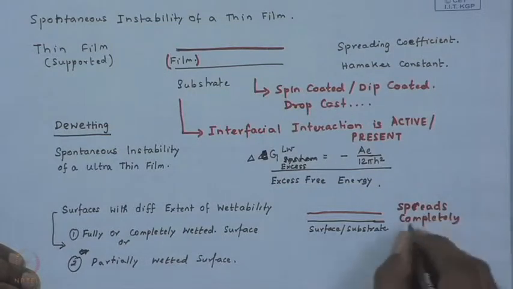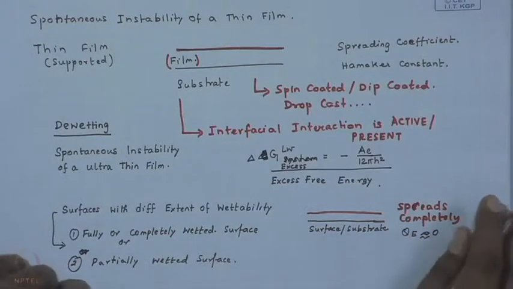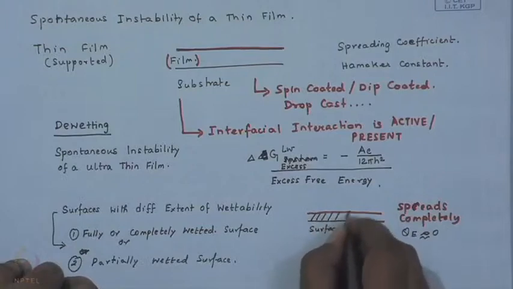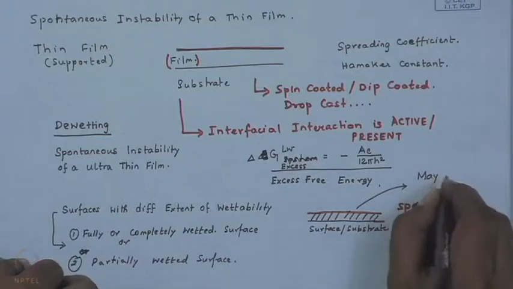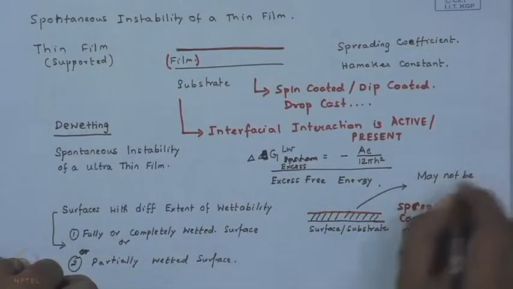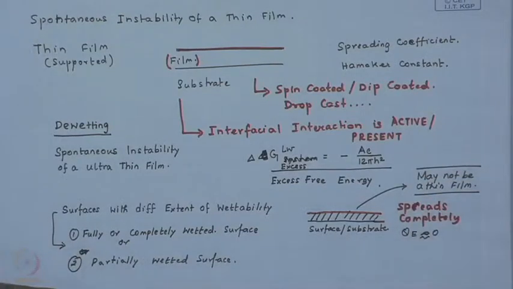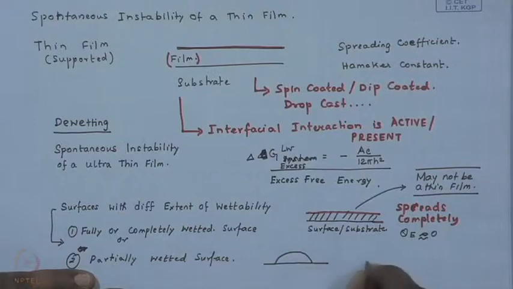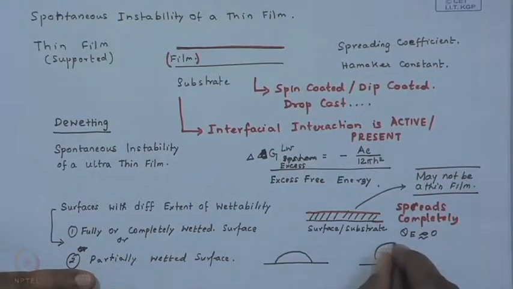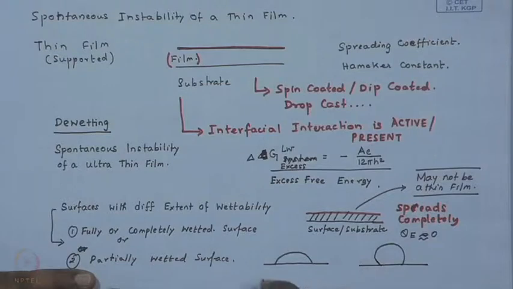So, the equilibrium contact angle is eventually close to 0, and this may not be a thin film, this can be a thick layer of liquid also. Partially wetted substrate, of course, is where a liquid drop makes a finite equilibrium contact angle.